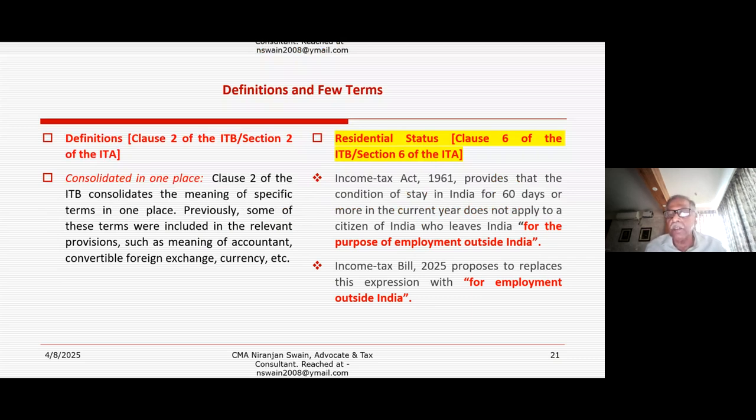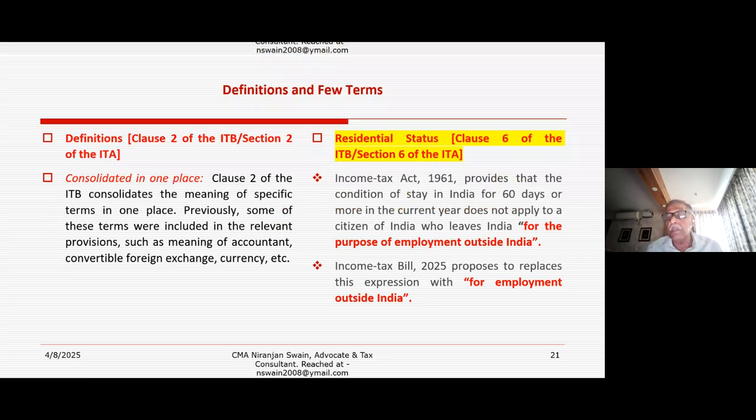The residential status, clause 6 particularly, has slightly some changes, but it has the effect of increasing taxability. A small change they made. So what is that change? You might have seen the present section 6 provides that one of the conditions is stay in India. If you are a resident, a non-resident, the concept is there, and stay in India is very important, particularly the criterion of 182 days and subsequently the amendment of 120 days in certain circumstances.